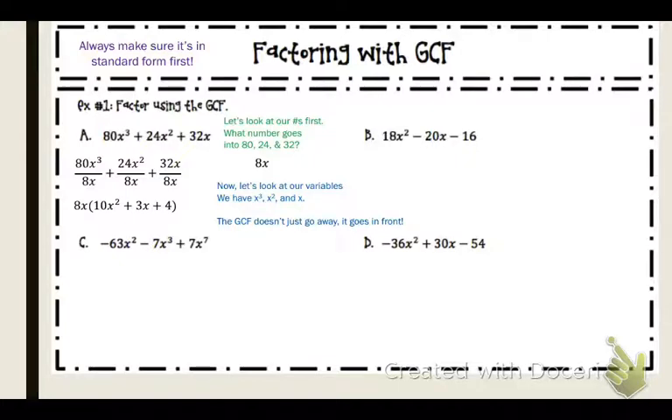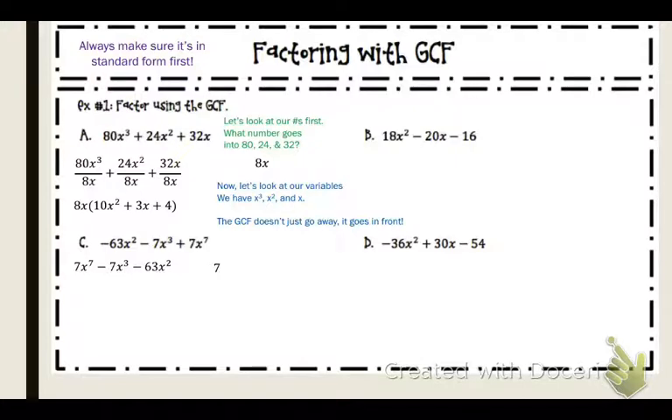Let's do example C. So first, is this in standard form? I hope you shook your head and said no. It is not, so let's put it in standard form. So it's 7x to the 7th minus 7x cubed minus 63x squared, okay? And then the GCF here, what goes into 7, 7, and 63? It is 7.